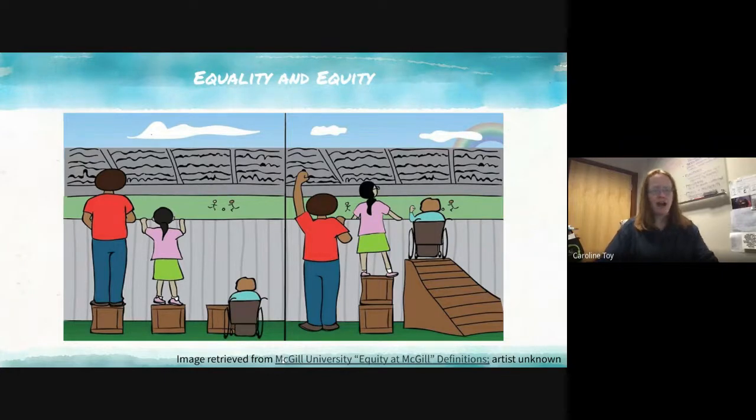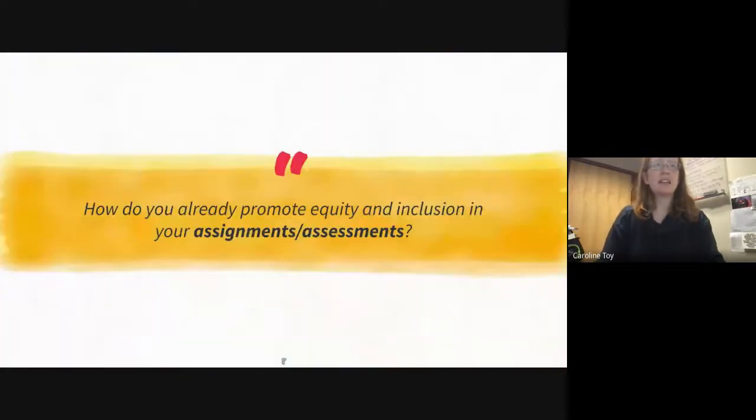So what I'd like to do now is a little collaborative thought exercise. And I'm going to put a link into the chat that we're going to use to think about some questions together throughout the rest of this workshop today. And the first question we're going to think about is this: how do you already promote equity and inclusion in your assignments or assessments, however you describe those things your students do for yourself?